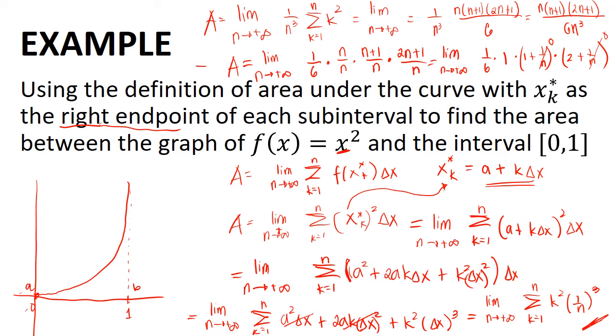Therefore, ang area natin is 1 all over 6 times 1 times 1 times 2. That is 1/3 or 2 over 6. Final area under the curve is 2 all over 6 or 1/3. Charan.